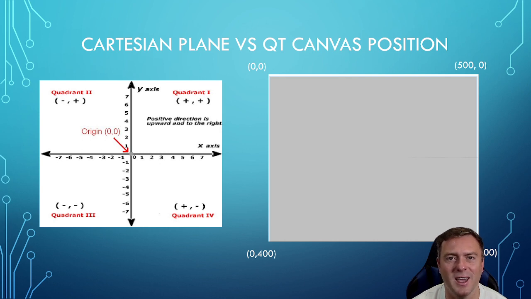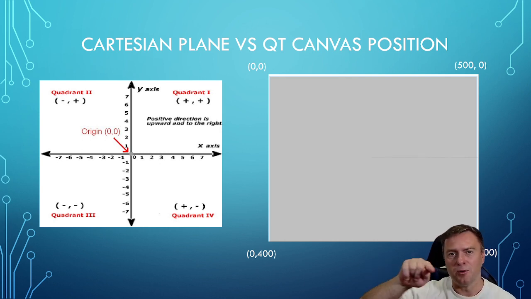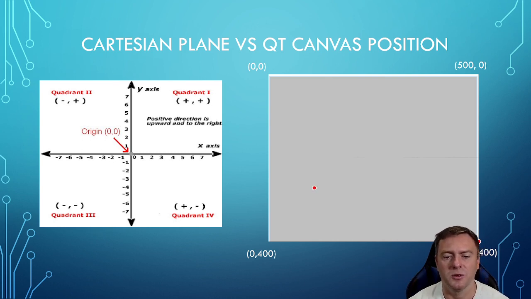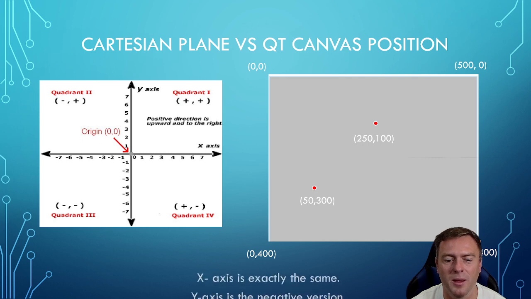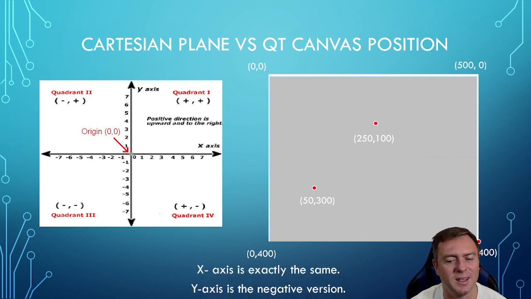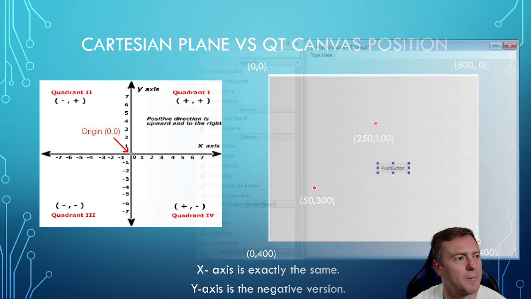So what you should see is the x-axis works pretty much the same as before. The only difference is the y-axis is flipped. So if we had this coordinate here, this would be at 50, 300. If you had that coordinate there, it'd be 250, 100. So what you should have picked up is the x-axis is exactly the same. The y-axis is the negative version of it though, just so that you're aware.